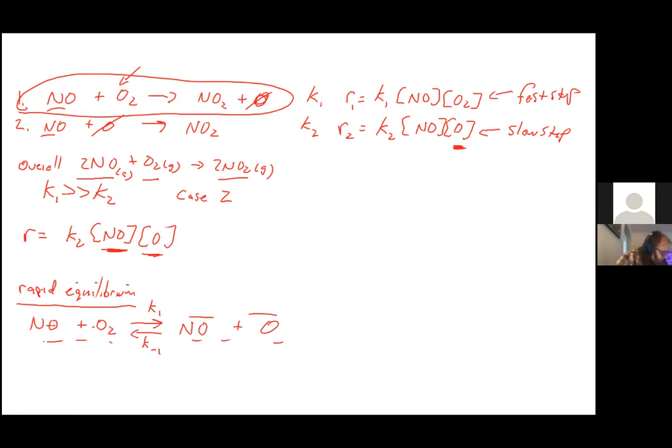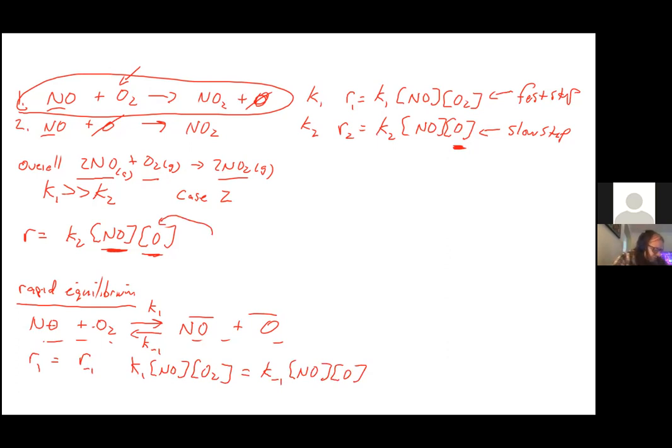And so when you're in fast equilibrium, R1, meaning the forward reaction forming products, is equal to R minus 1, which means it's equal to the reverse reaction. So K1 times NO times O2 is equal to K minus 1 times NO times O. And that equation has O in it, which is the intermediate that we don't want to have in our overall equation here, in our rate determining step.